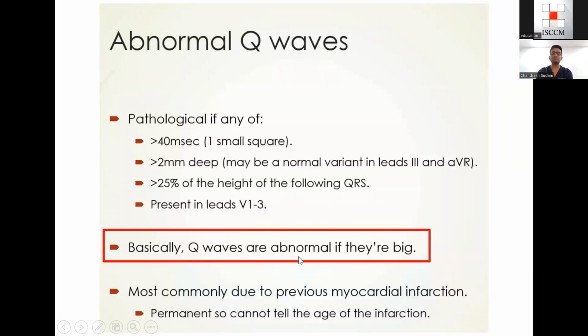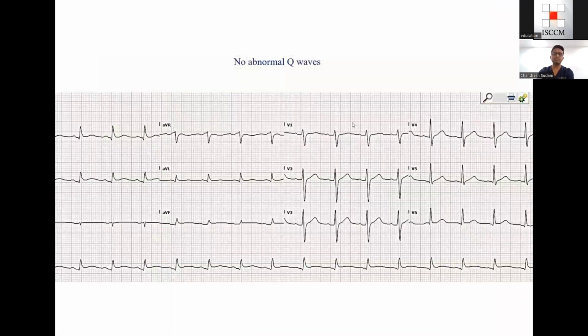So basically, Q waves are abnormal if they are very big. Most commonly, it happens because of a previous myocardial infarction, or you can say evolved MI. It is mostly permanent, so we cannot tell the age of the infarction. So in this ECG, let's see the Q wave depth. Here also, it is not crossing more than 1 small square. Here in A, if you see V1 to V3, we cannot see more than 1 small square. So here there is no abnormal Q wave. So this is a normal ECG.